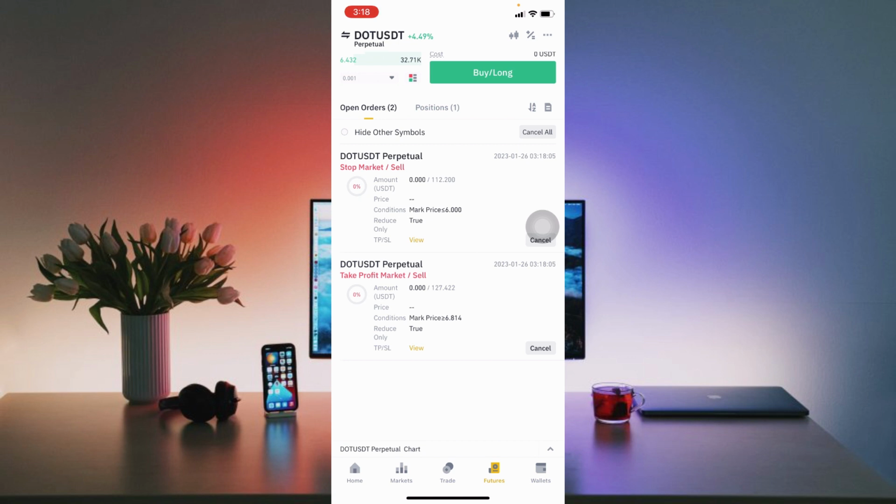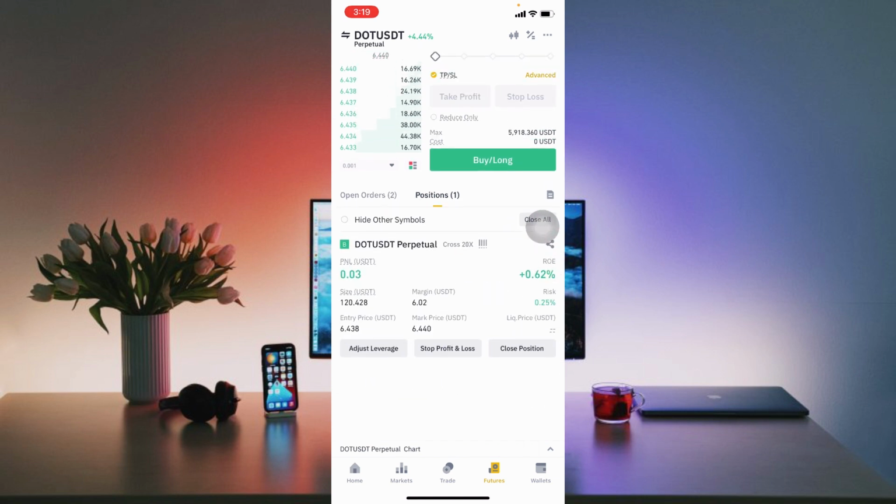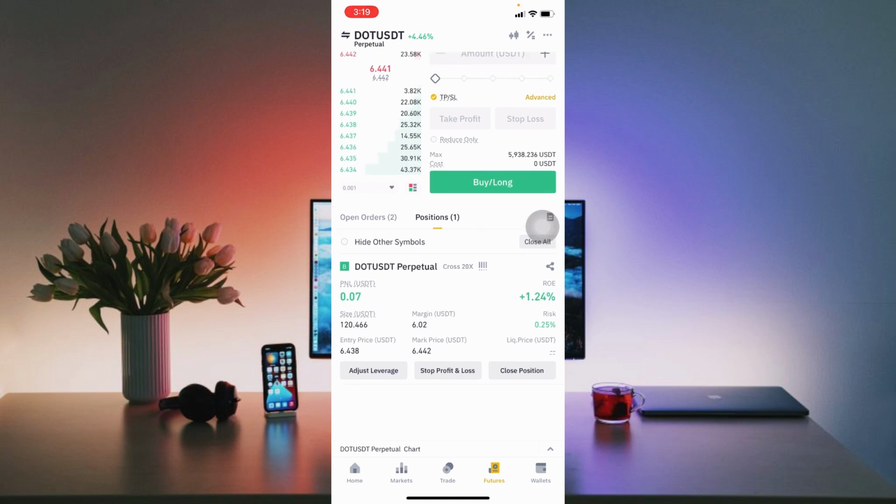But we are always praying that price rises to 6.814, not falls, because right now I'm on long, so I am praying to make profit. If you enter a trade and the trade is in red, that means you are losing money. If you enter a trade and the trade is in green, that means you are making money. So right now I'm making money.